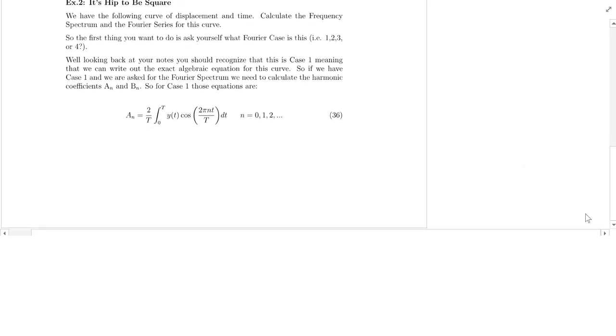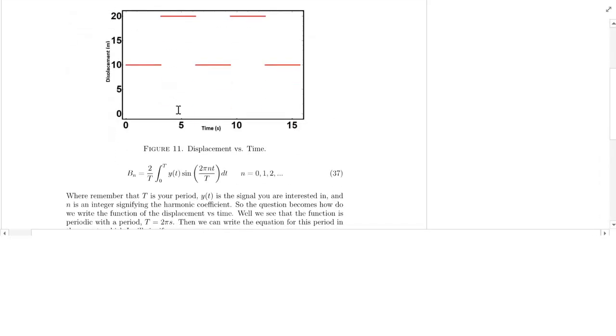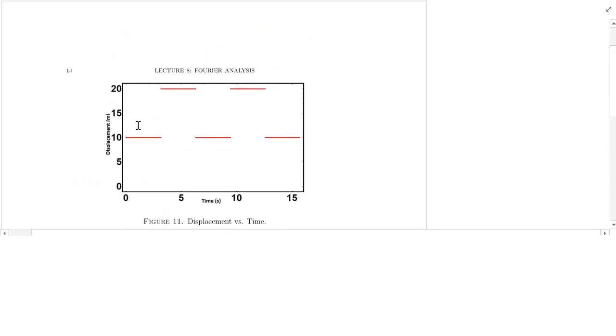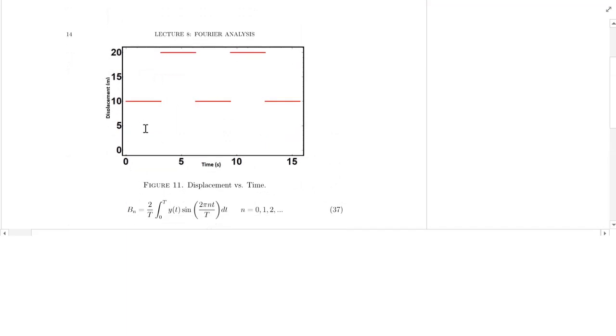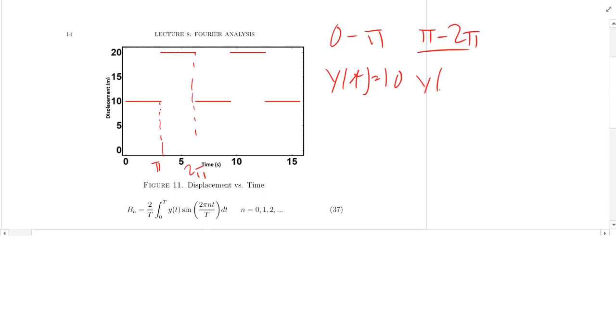There's another example here written in the notes that we've gone over again in class that shows, a little bit more slowly and thoroughly. But again, it's the same procedure. So in this, I have from 0 to pi. So this is pi. This is 2 pi. From 0 to pi, my y of t is 10. From pi to 2 pi, my y of t is 20. What is my period? Well, the shortest period is going to be 2 pi.